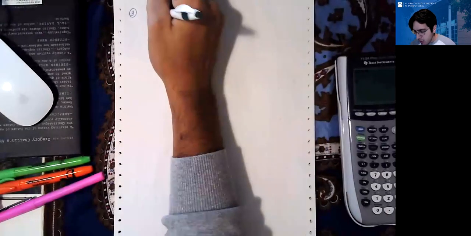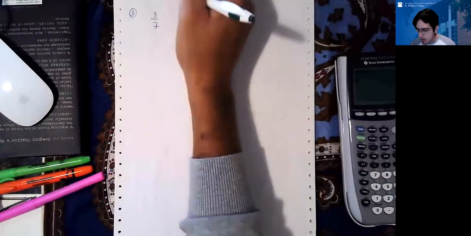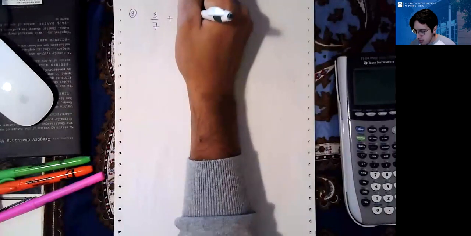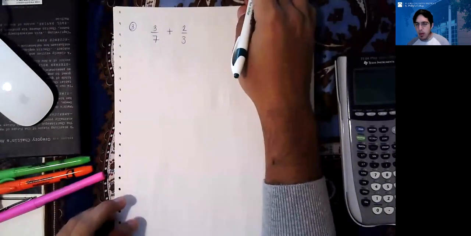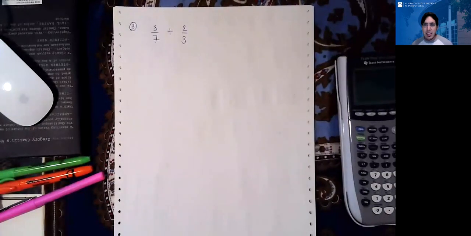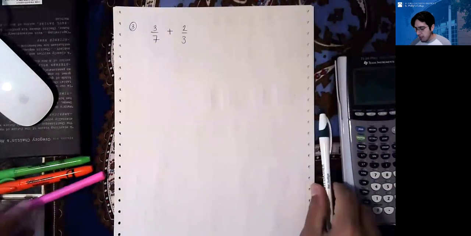If I had 3/7 plus 2/3, we want to add these fractions, but this one isn't as nice as the last one. In the last fraction, we had denominators of 12 and 4. And the 4 can be multiplied by something to give us the 12.